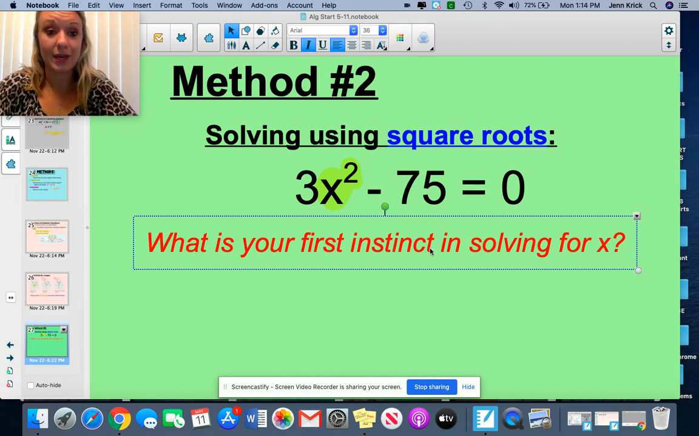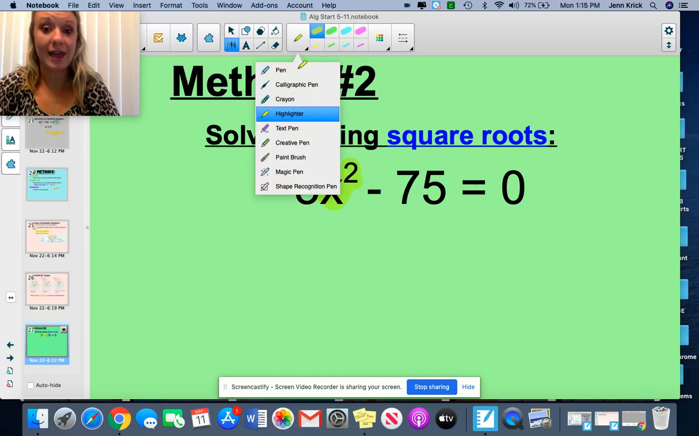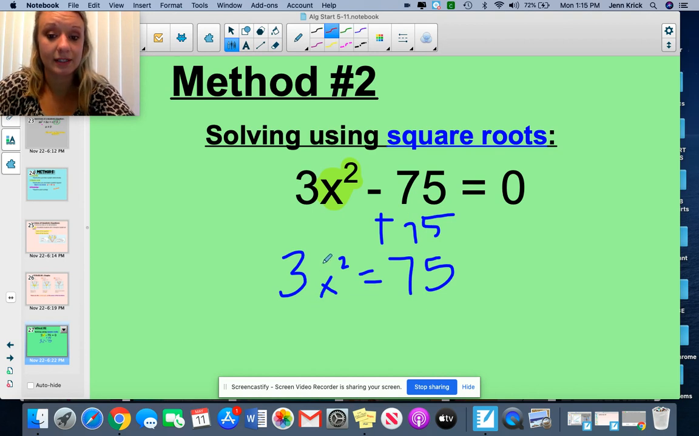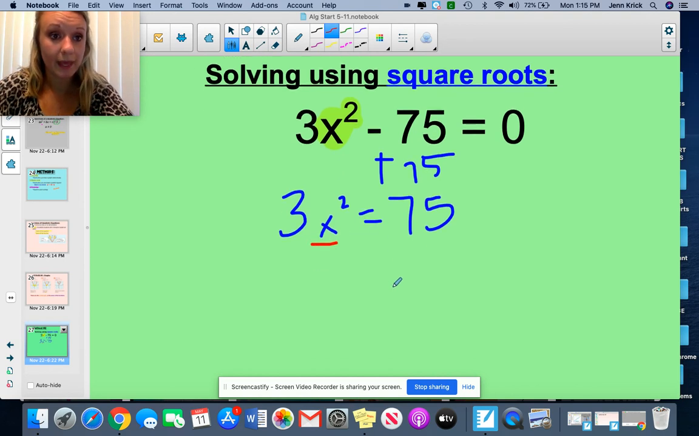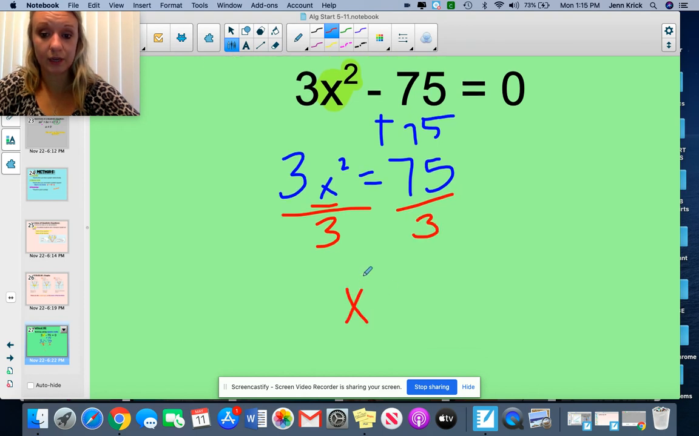What you're going to do is essentially just go based on instinct on solving for x. If I want to get x by itself, the first thing I'm going to have to do is see this minus 75 here. We're going to add that to the other side to start isolating your variable. So we're adding that to both sides, and I would have 3x squared equals 75. Now, what's your next instinct on isolating this x here? How do we get this by itself? Well, if x is being multiplied by 3, and that's our coefficient, we're going to divide both sides by 3, which would give us x squared equals, what's 75 divided by 3?